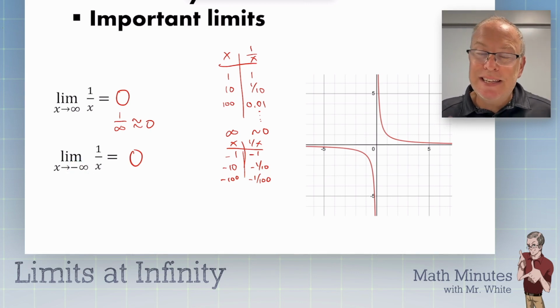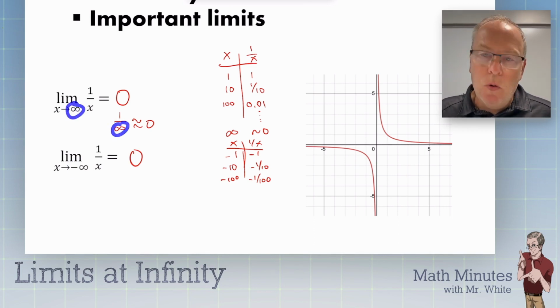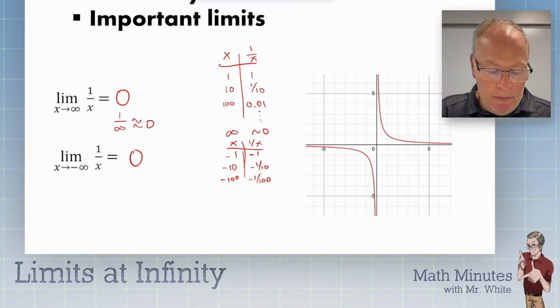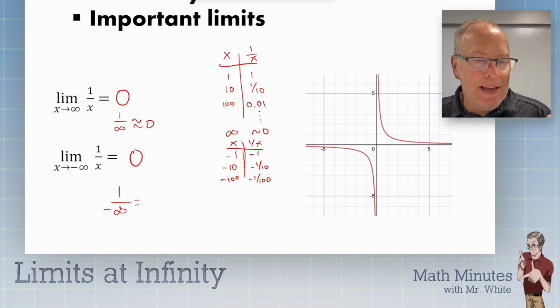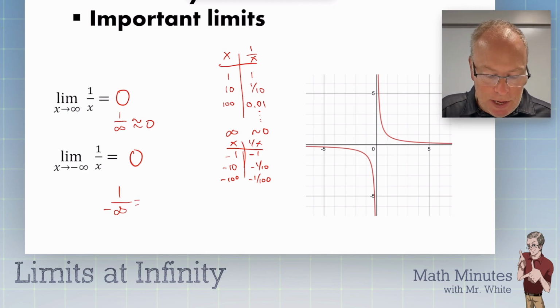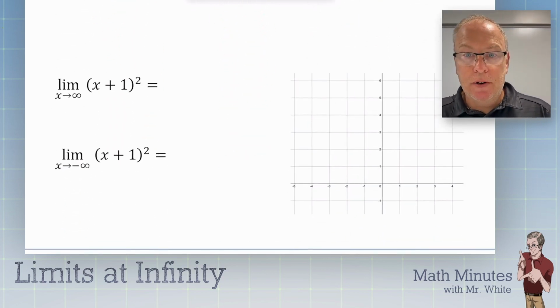Okay, that's one of the ways to think about infinite limits, is just imagining plugging a huge positive in or a huge negative. Because 1 over negative infinity, it's going to be negative, but it's basically 0. So that's why we say the limit is 0. Okay, moving on. I think we beat a dead horse there, didn't we?